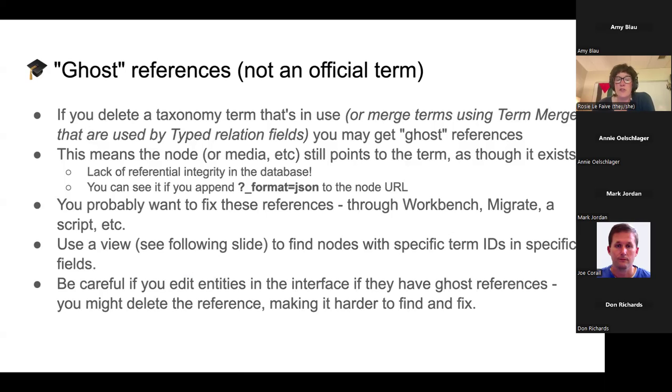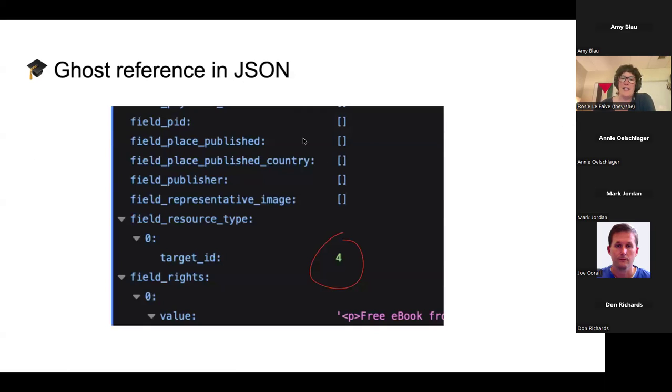If you have ghost references and you go into the form to edit the node, you might accidentally delete that ghost reference, which might be bad because you might have wanted to go in there and find them and fix them and update them. If you don't care about the ghost references, that's fine. So here's what it looks like in JSON. So you go to all that format equals JSON stuff, and then scroll down to field resource type, the particular field that I had deleted a term from.